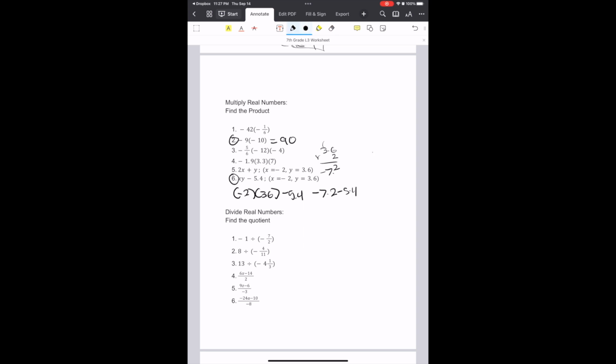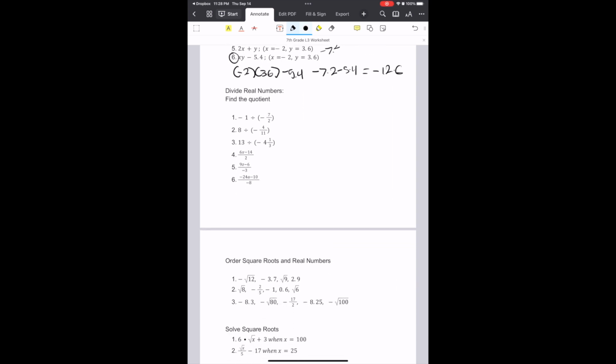So when you're subtracting two negatives, remember that when you're subtracting negatives, you're basically adding them. So 7.2 plus 5.4. 2 plus 4 is 6. 7 plus 5 is 12. Add the decimal, so you get 12.6. Then add the negative, so your answer is negative 12.6. Make sure you remember, a negative minus a negative, you're adding the negative, so it won't be positive.